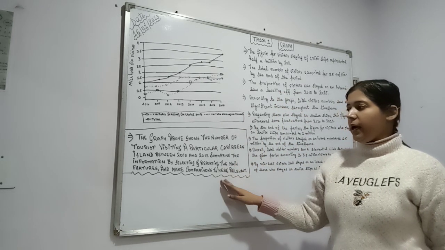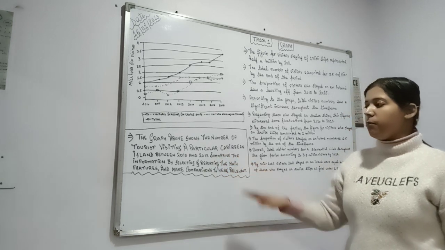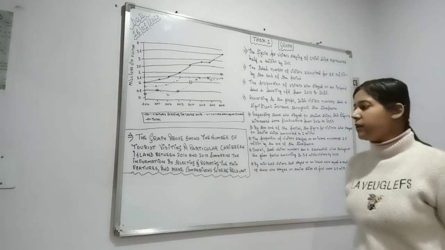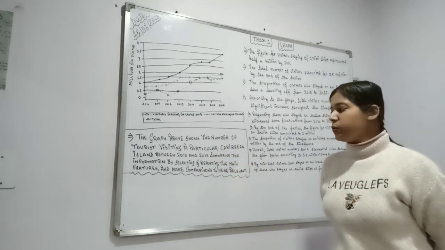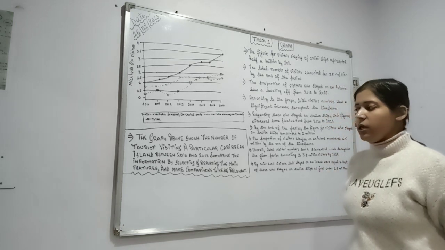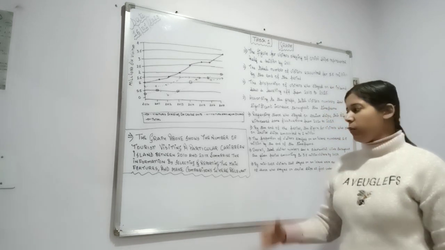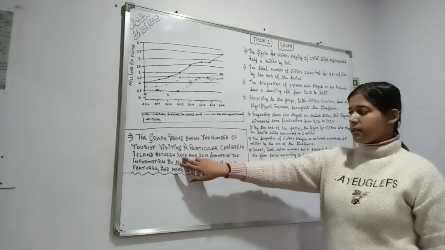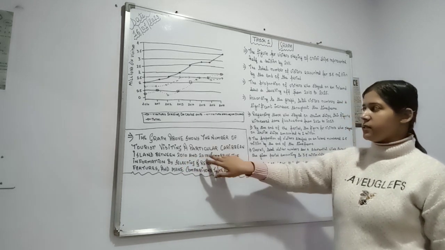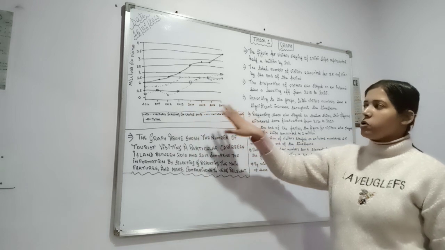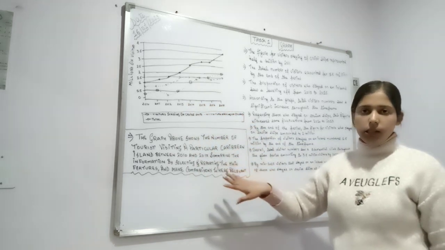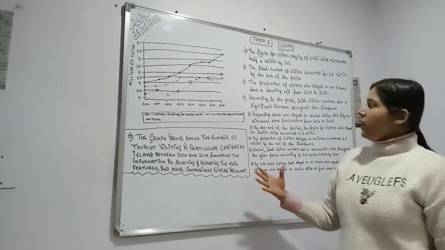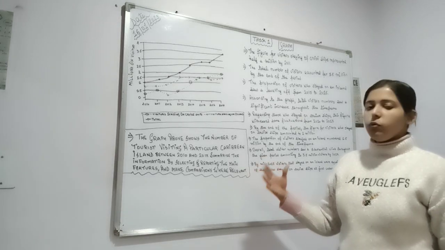First of all, see the heading please. The graph above shows the number of tourists visiting a particular Caribbean island between 2010 to 2017. So here they are giving the data about a Caribbean island, with the years from 2010 to 2017. All the data was recorded in the past. They have given different trends, so we have to compare them.